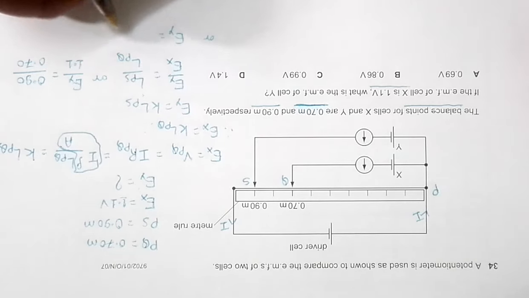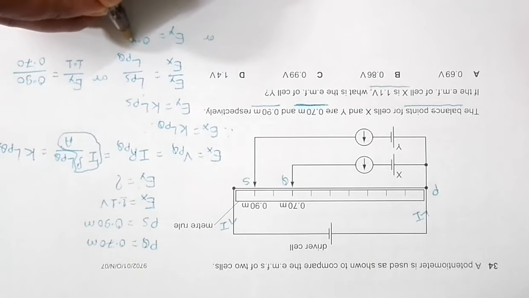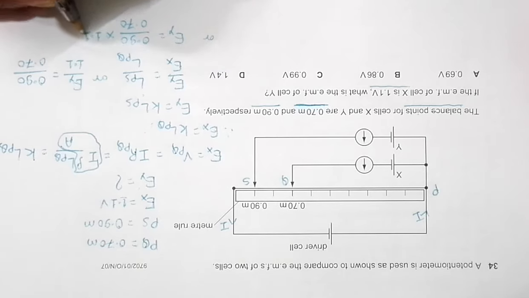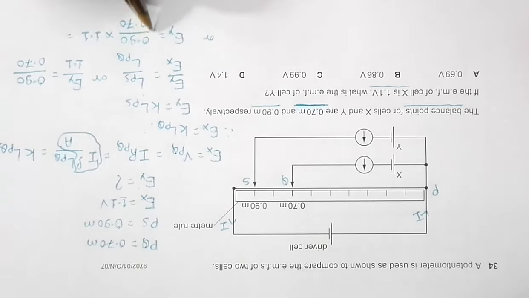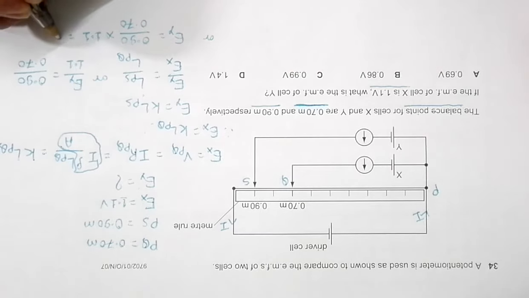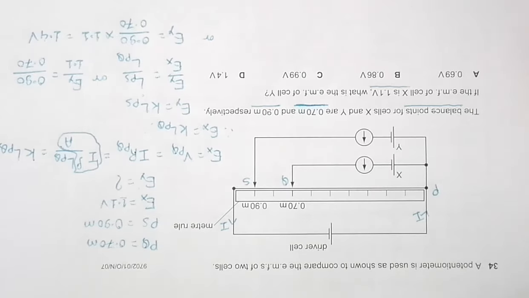So this gives me EY is equal to 0.90 by 0.70 into 1.1. Since this ratio is more than 1, more than 1 into 1.1 should be more than 1.1, and the only value which is more than 1.1 here is 1.4. So the value should be nearby equal to 1.4 volt, which is choice number D.